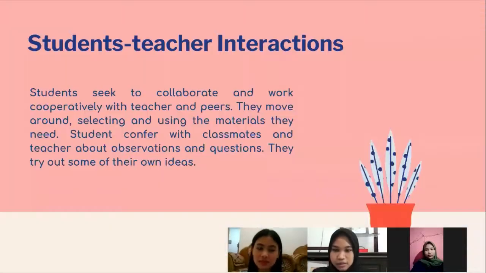Next, student-teacher interaction. Students seek to collaborate and work cooperatively with teacher and peers. They move around, selecting and using the materials they need. Students confer with classmates and teachers about observations and questions. They try out some of their own ideas.